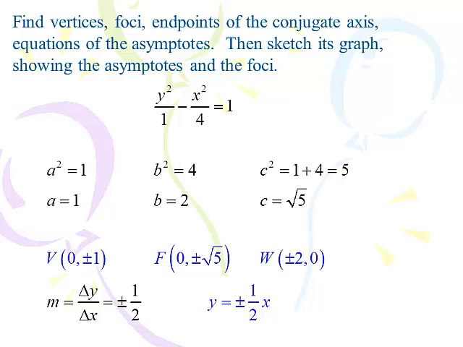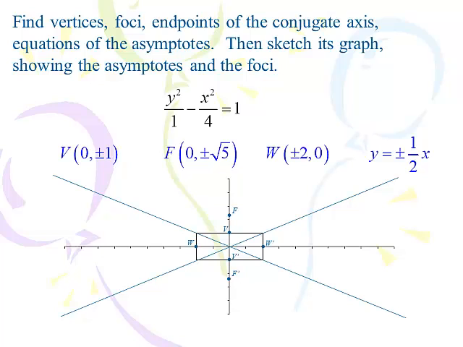Now again, the slope of my asymptotes will be plus or minus 1 over 2, 1/2, and therefore the equation is going to be plus or minus 1/2 x, because again, in mx plus b, the b is going to be 0 in this case. Let's sketch it out and take a look.